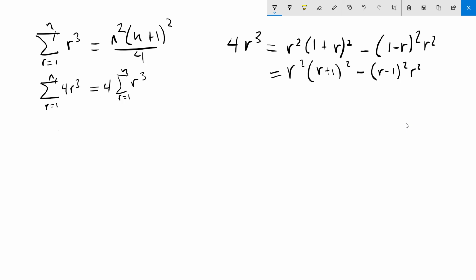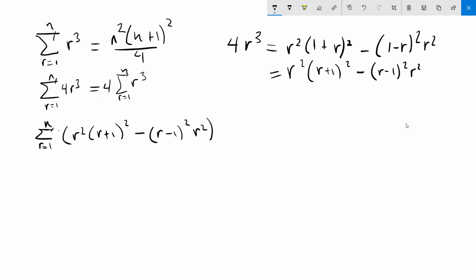So the sum of 4r cubed, since 4r cubed is equal to this, is clearly also equal to the sum of r squared times ((r + 1) squared minus (r - 1) squared), from r equals 1 to n. So what happens here?